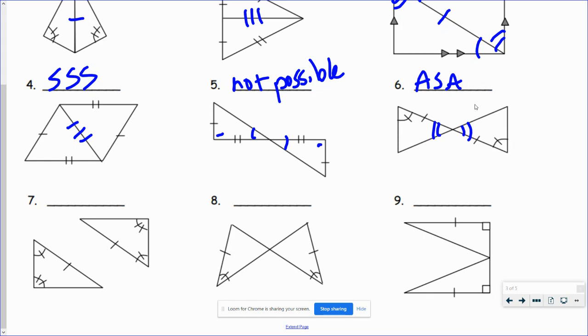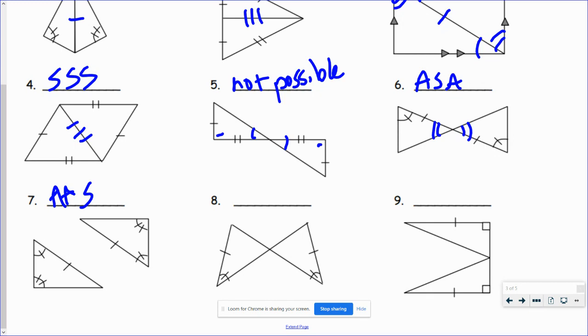All right. 7, 8, and 9. We want to take a look here. Number 7, we have 2 pairs of angles and the non-included side. It's already marked for us. We don't have to do anything. These two are congruent by angle, side.